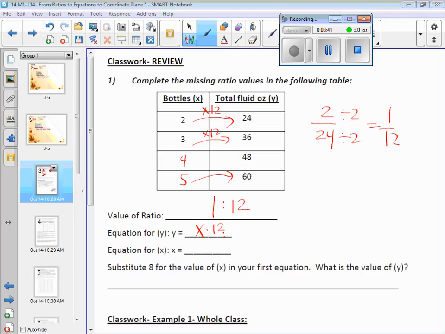Say, look, y equals, I give you the start. Y equals x times 12. They start you here. Yeah, they start you. All right, equation for x. X equals, they start it for you.